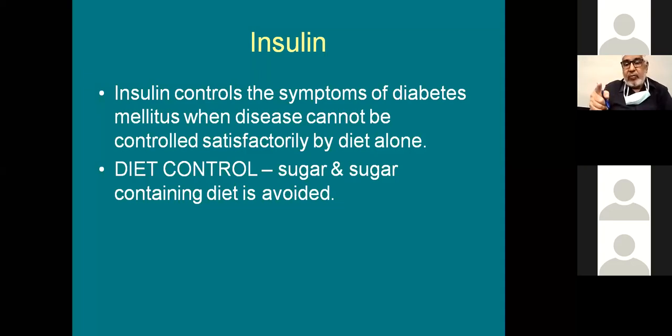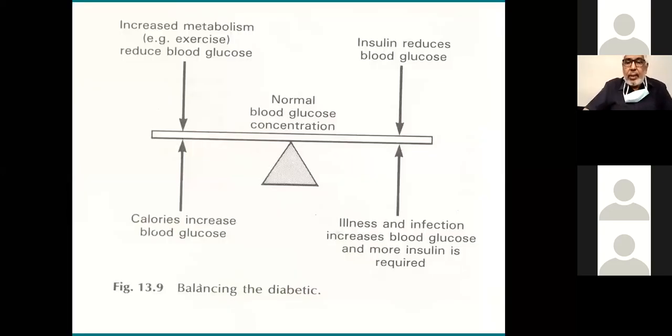And then, of course, diet control is necessary. Sugar and sugar-containing diet is avoided. This indicates sort of balancing the diabetes. If you look at the figure, increased metabolism, exercise and physical activity normally reduce the blood glucose level.